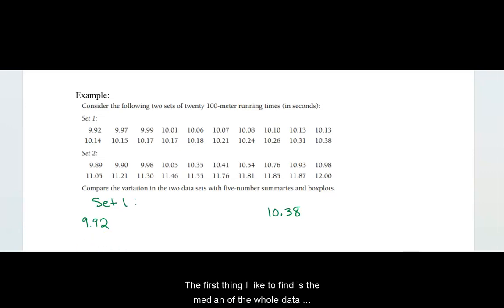The first thing I like to find is the median of the whole data set, because the median will split my data into the 2 parts, which is what I need to find my quartiles. So I'm going to find the median, but notice this is 20 numbers, an even amount of numbers. Remember, when we have an even number of data values, what do we have to do? We have to find the mean of the 2 middle numbers, because there isn't a middle number in a data set that's even.